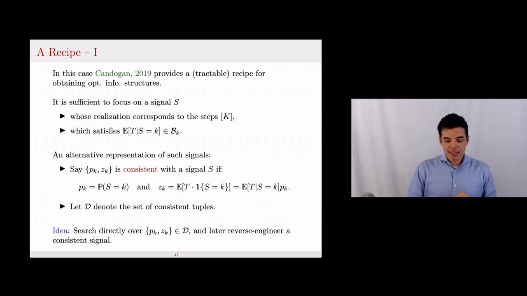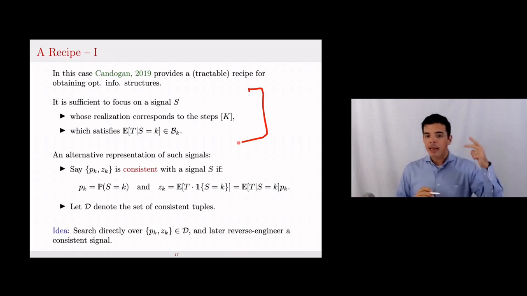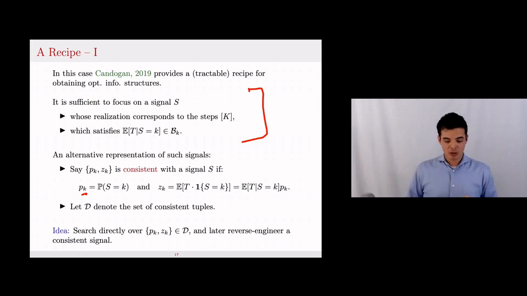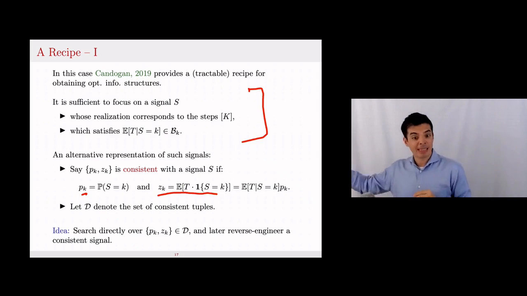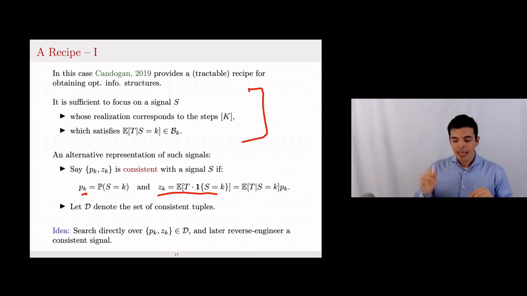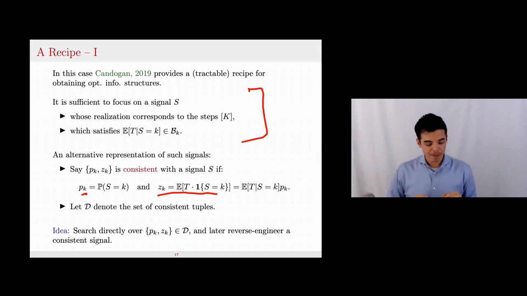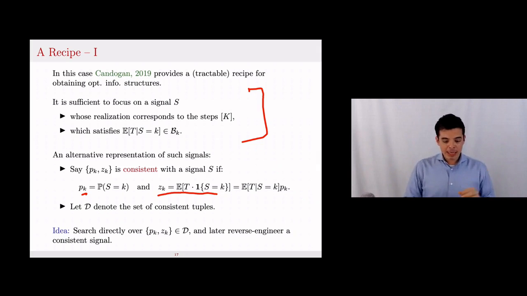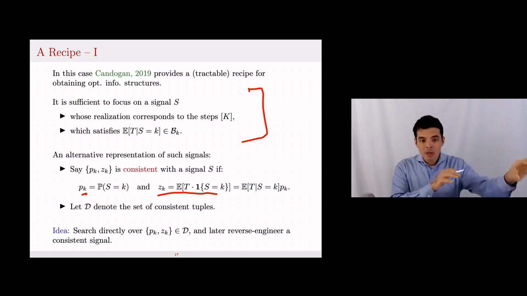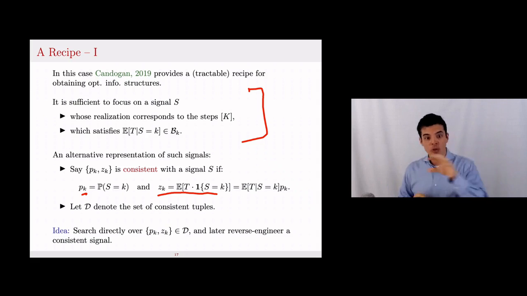To make progress in this direction, here's what I'm going to do. Fix a signal S that satisfies these properties, and let me associate some quantities with the signal S. pk will be the probability with which the realization of the signal is equal to k, and zk is the expectation of the state times the indicator variable that the signal is equal to k. Equivalently, zk over pk is the posterior mean that's induced when the signal realization is k. The pk-zk tuple for a given signal S will be referred to as the consistent pk-zk tuple. So this tuple is consistent with the signal S.